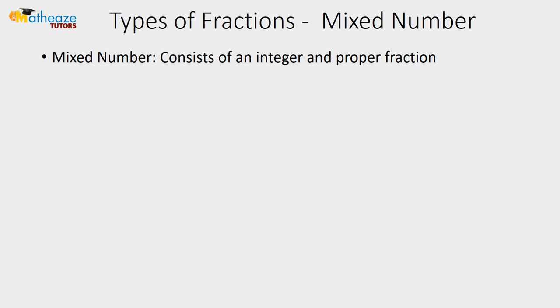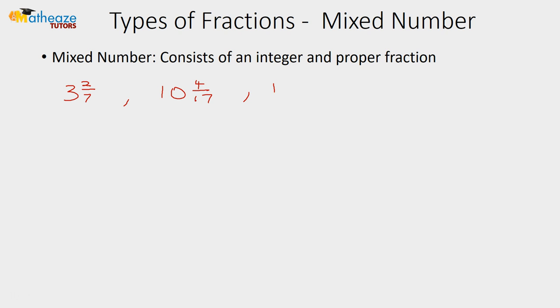Finally, we'll look at mixed numbers. A mixed number consists of an integer. Remember that an integer could be positive or negative, and it also has a proper fraction attached to it. So let's look at a few examples. An integer 3 and a proper fraction 2/7. An integer 10, a proper fraction 4/17.